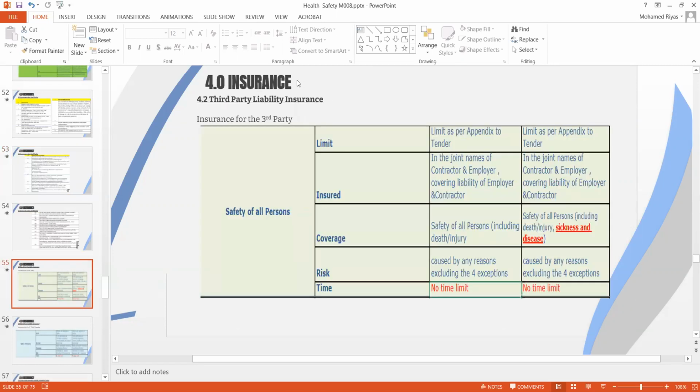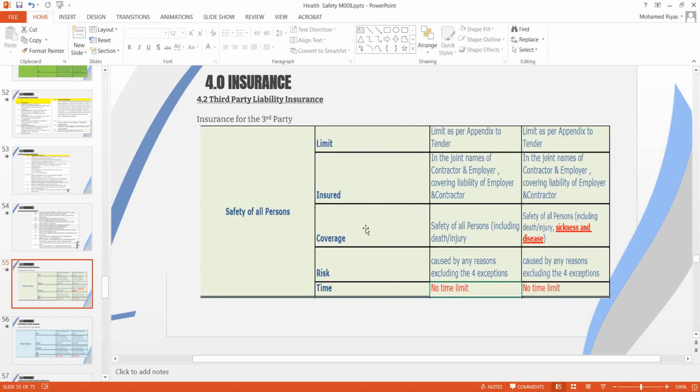Now coming to the insurance, as we said, there is specific insurance for third party liability. We can categorize it under two: third party persons and third party property. Again, you have a limit in the appendix to tender under FIDIC forms of contract. You need to comply with the limit, and this is to be insured in joint names.